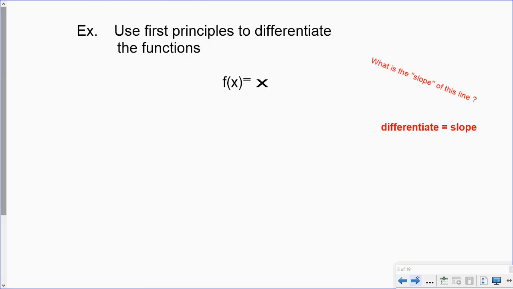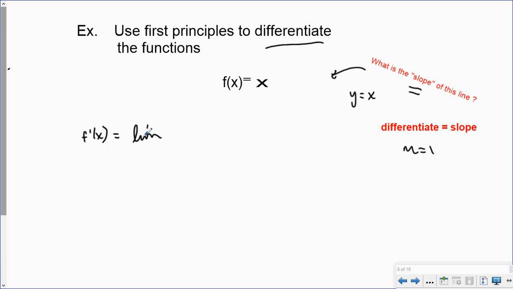Let's do it on this one. Now think about this for a second. Use first principles to differentiate the function. Now this is just a real simple function, and since differentiation is the slope, what's going to be the slope of this line? What is the slope of the line y equals x? My slope is 1, so that's what I should get here. So let's go with this and see.